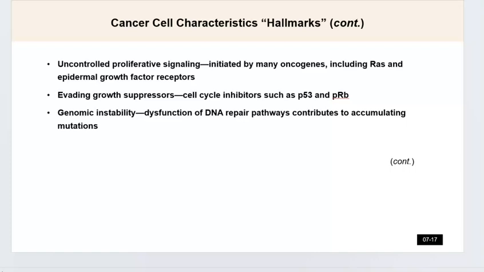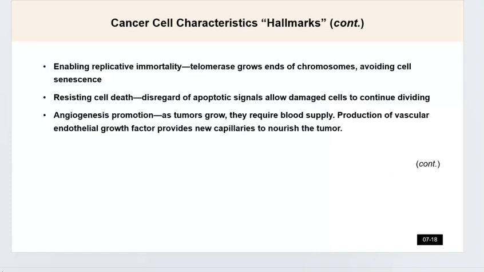Cancer cell characteristics are hallmarks of cancer cells, okay? They have uncontrolled proliferative signaling. So remember, that can be initiated by many different types of oncogenes. They can evade growth suppressors, and we can have genomic instability. Cancer cells can have replicative immortality.